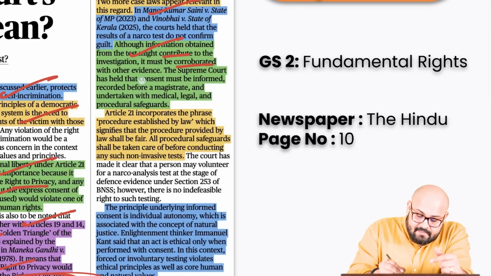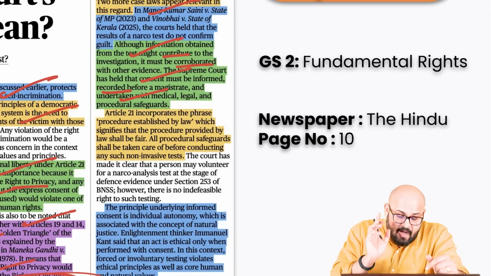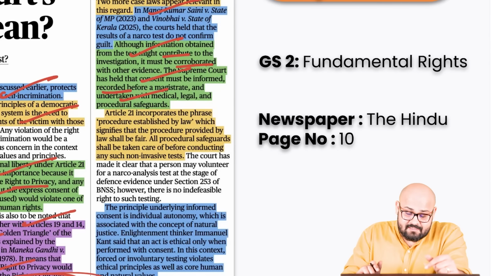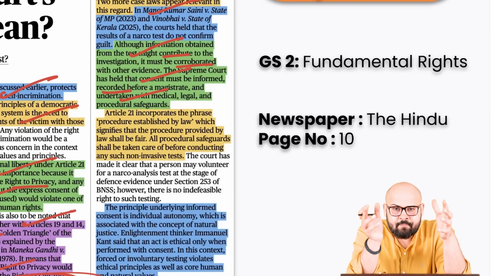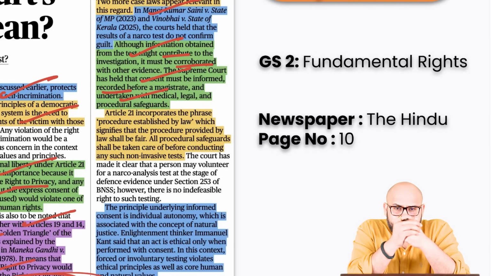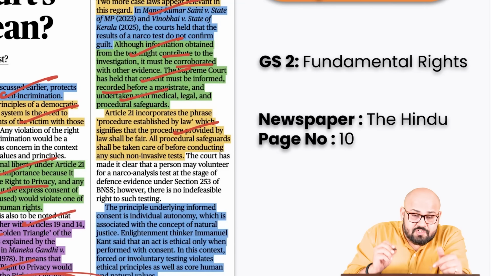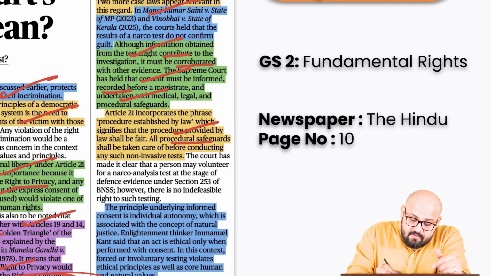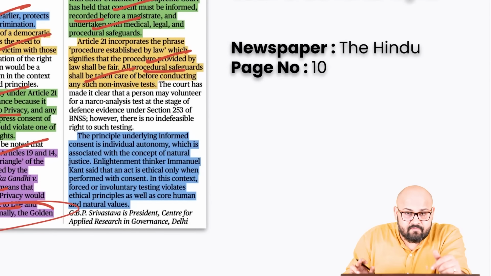The Supreme Court has held that consent must be informed, recorded before a magistrate, and undertaken with medical, legal, and procedural safeguards. Article 21 talks about the procedure established by law. The overall ambit was enhanced in the Maneka Gandhi case, where the due process of law was also incorporated, which signifies that procedure provided by law shall be fair. All procedural safeguards shall be taken care of before conducting any such non-invasive tests.